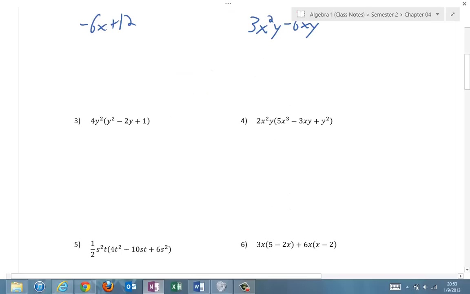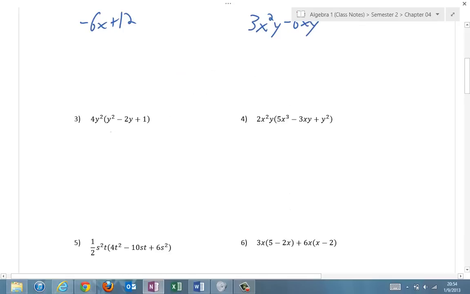Continuing on, we now have a monomial multiplied by a trinomial. So 4xy multiplies by the y squared, then it's going to multiply by the negative 2y, then it's going to multiply by the 1. 4y squared times y squared is 4y to the fourth power. 4y squared times negative 2y is negative 8y to the third, and 4y squared times 1 is 4y squared. Again, no like terms, so that can't be simplified, and that's done.